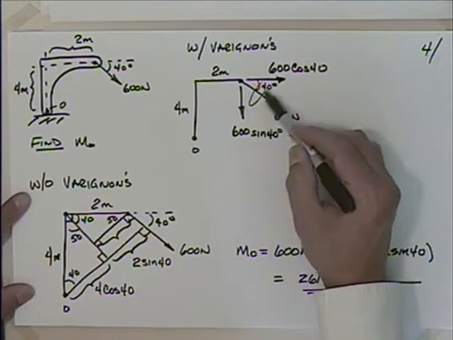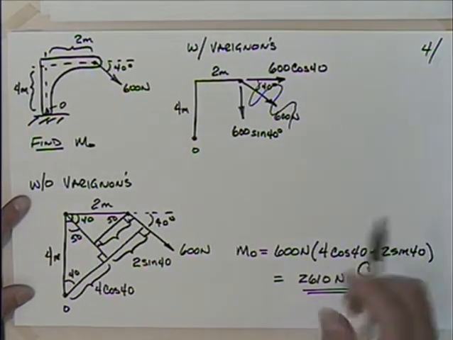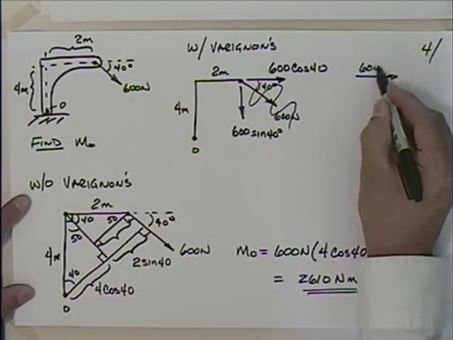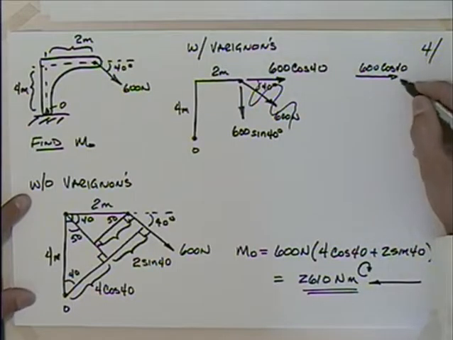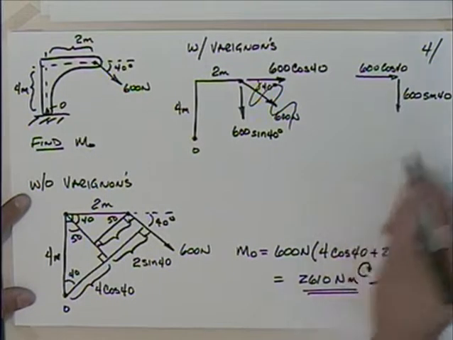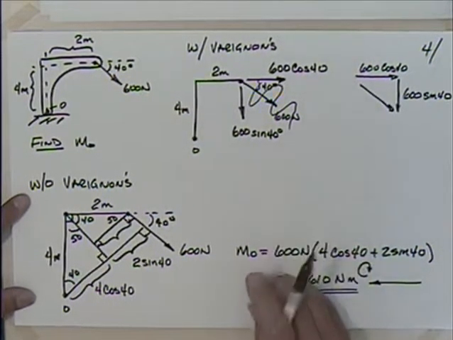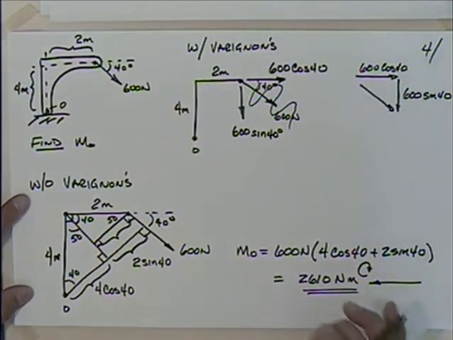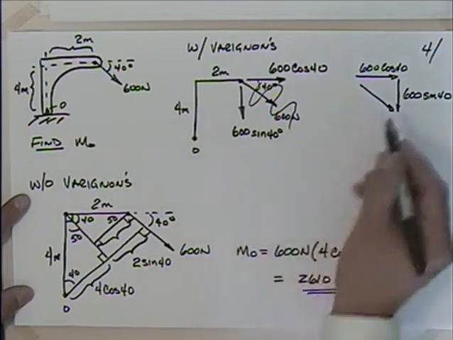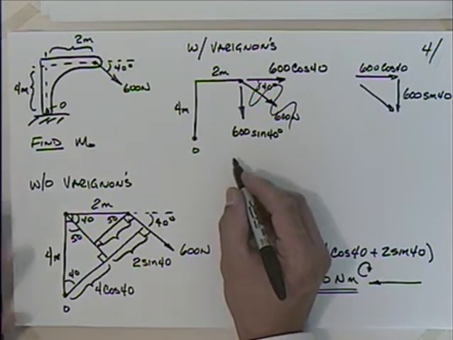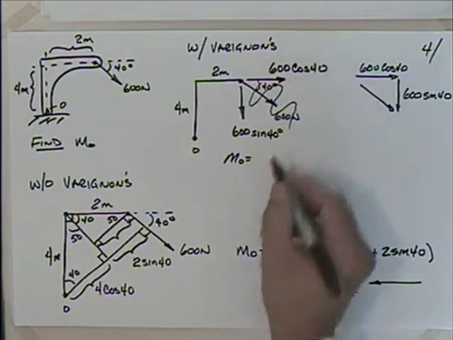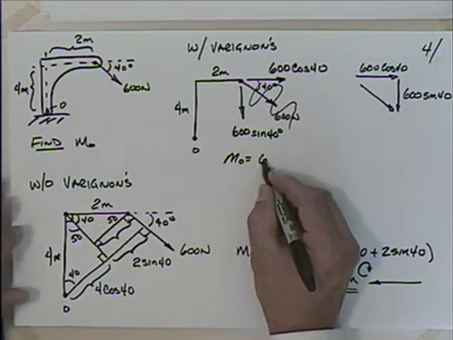And with that, I could effectively remove that, right? Because we know if I add these two vectors tip to tail, if I take this one, which is 600 cosine 40, and add it to this one, tip to tail, 600 sine 40, my resultant is that 600. Okay, we spent chapter 2 talking about that. So now what I can do is I can use those components and talk about the moment about O being equal to this 600 times the cosine of 40.